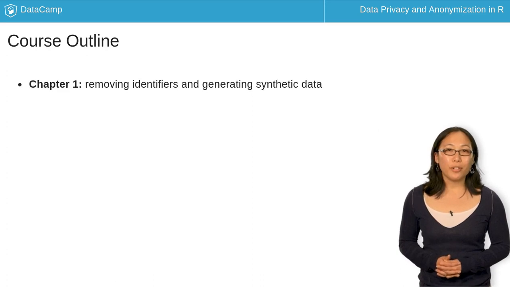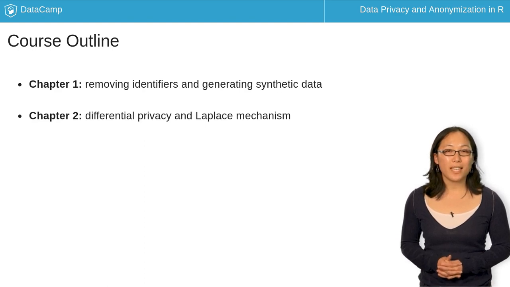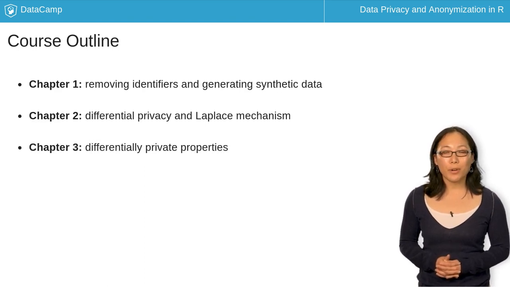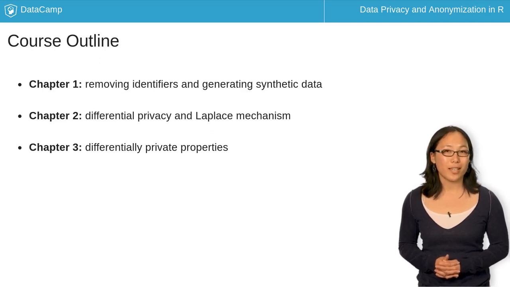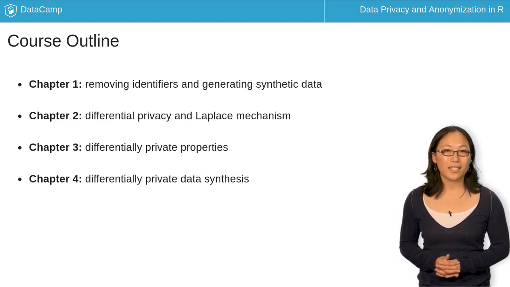In Chapter 1, you will learn basic anonymization techniques, such as removing identifiers and generating synthetic data. In Chapter 2, you'll learn the concept of differential privacy and an algorithm that satisfies differential privacy, called the Laplace mechanism. In Chapter 3, we'll cover various properties of differential privacy, such as the combination rules and post-processing. Finally, in Chapter 4, you will learn how to release simple datasets publicly using differentially private data synthesis techniques.